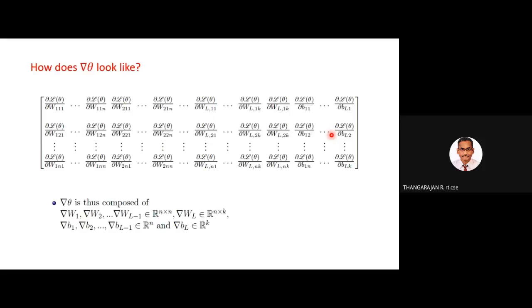When you put all these weights and biases together, it looks like a bigger matrix, and that is what is called delta theta. It is composed of all this. Every item is a partial derivative with respect to a particular weight. With respect to a particular weight, it is a partial derivative of the overall loss function. L of theta is the overall loss function. So this you have to remember.